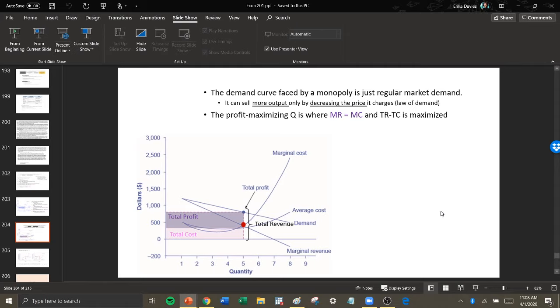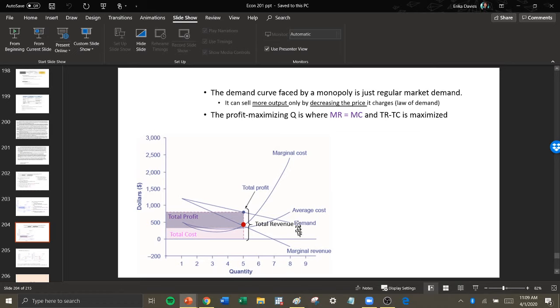Questions on that while the next slide loads? I recommend drawing this graph out by yourself and following the steps and trying to intuit what those boxes represent.